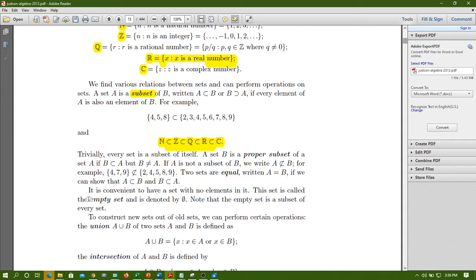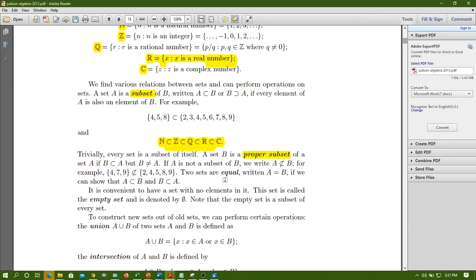Then you have also the proper subset. A set is a subset of itself, but we cannot call it a proper subset. A set B is a proper subset of a set A if B is a subset of A but B is not equal to A. So if A is a subset of B and they are equal, that is not a proper subset.